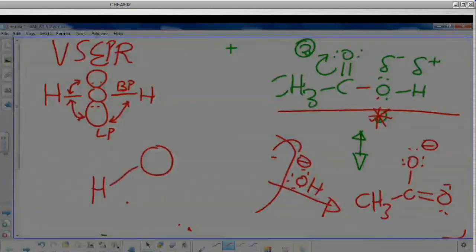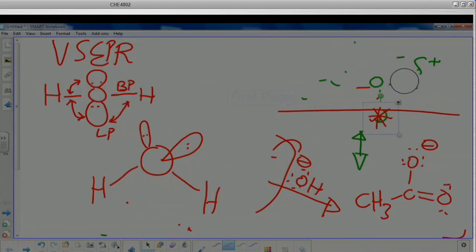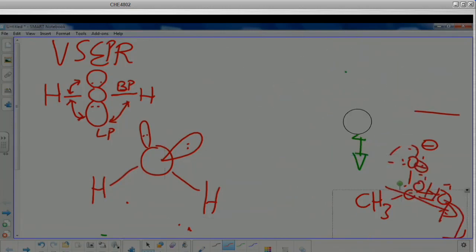So the molecule ends up looking like a Mickey Mouse. It ends up having these hydrogens this way, and the lone pairs on the other side, like a Mickey Mouse, to avoid repulsion. You take a tennis ball: one lone pair will be on my side, the other lone pair on the other, and then the hydrogens will be facing down. That is there.